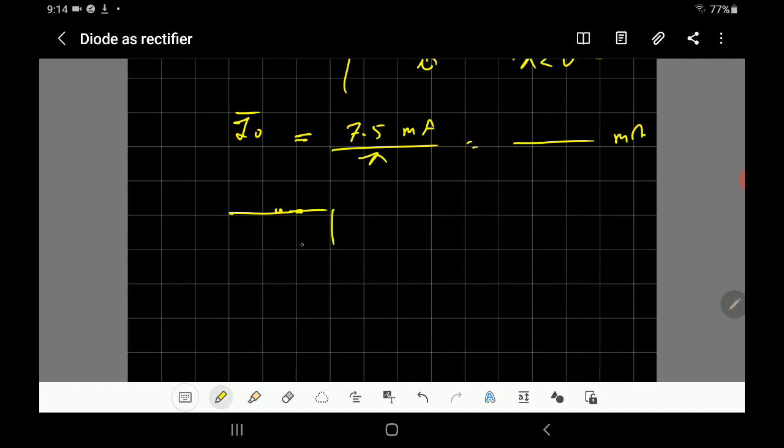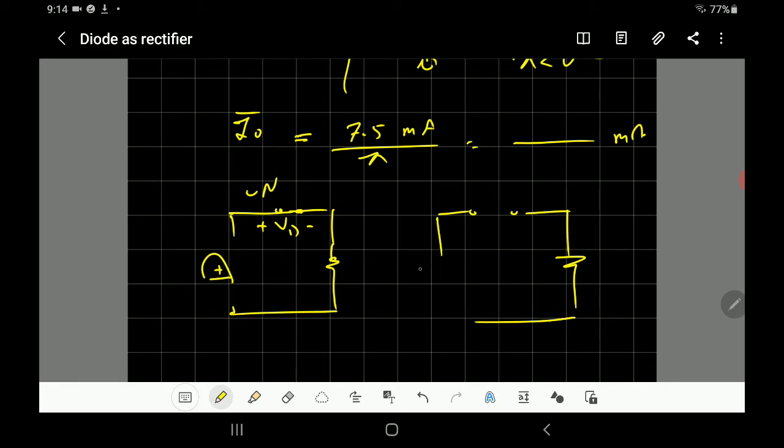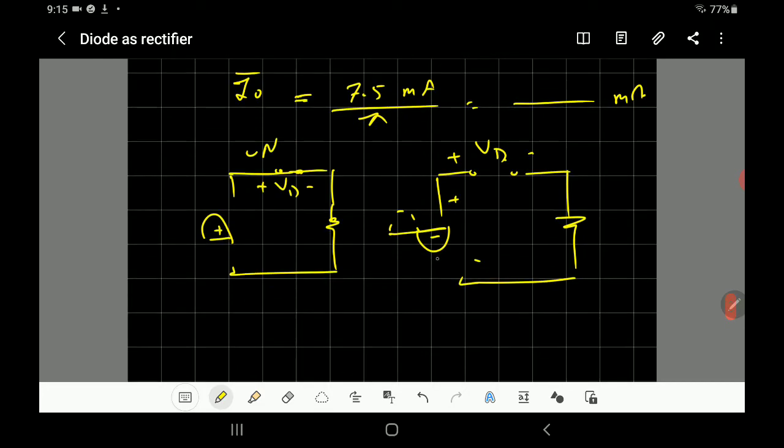When it's conducting, that was the positive cycle. When it's on, the voltage will be equal to 0. When it's not conducting, it's like an open circuit, and that's when it was negative. So the voltage across the diode is equal to minus the voltage that we have here, because the current is equal to 0.